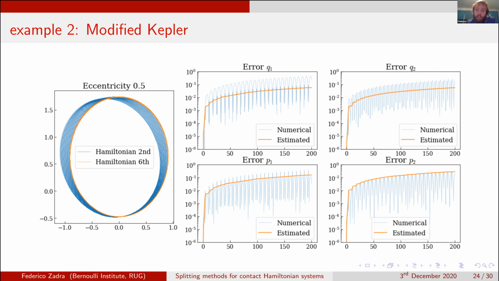We don't have any explanation about that, but it happens. Secondly, as with other types of splitting methods, we have the traditional drag of the orbits also in this case.